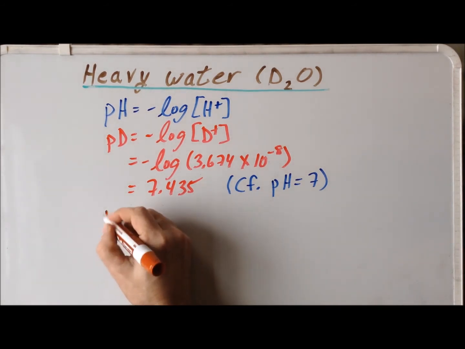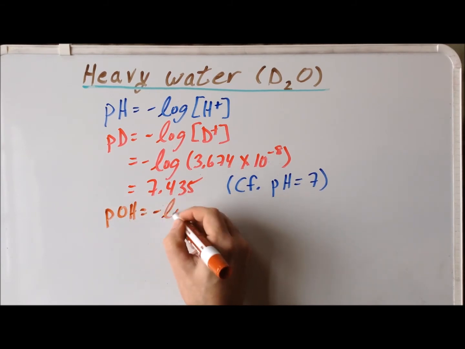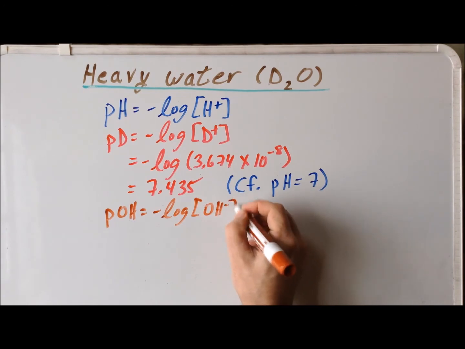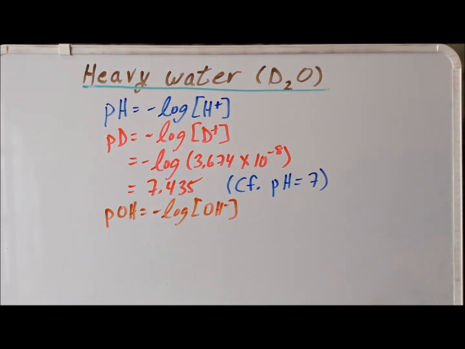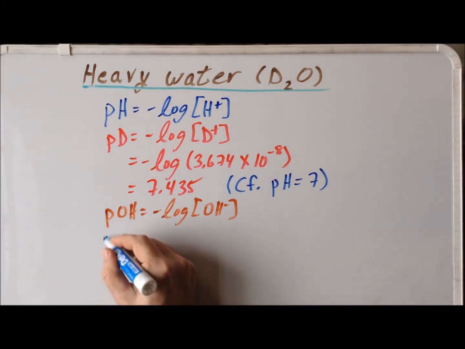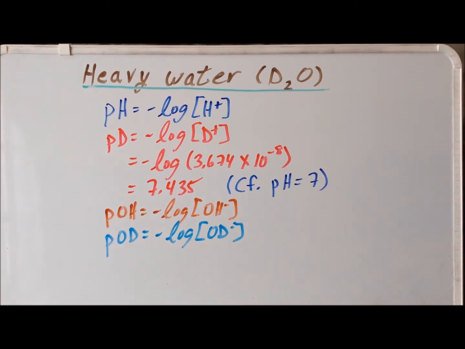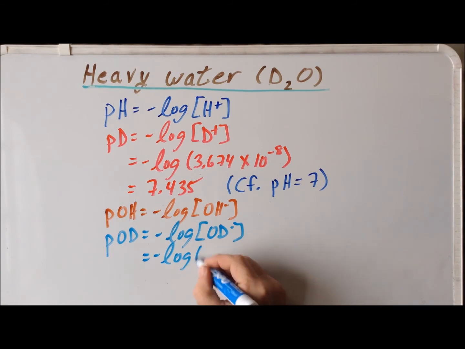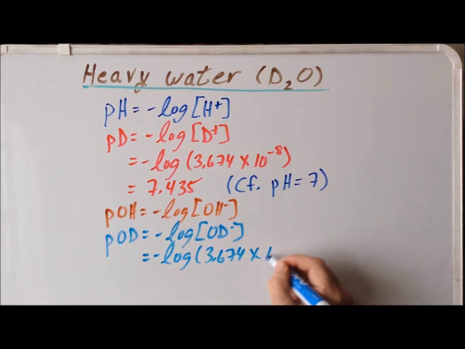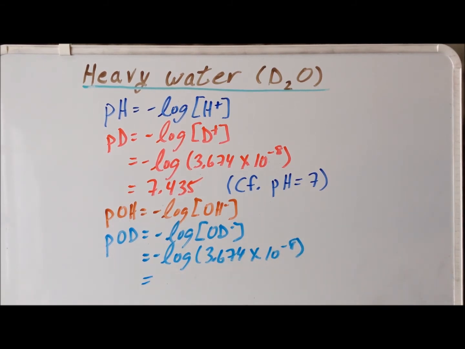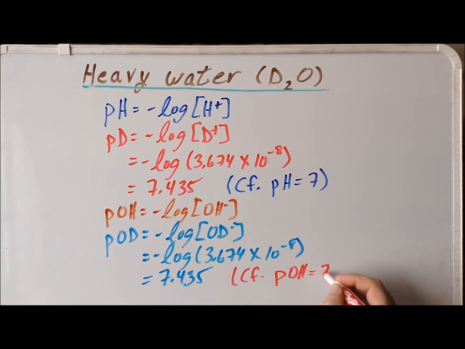Perhaps also by analogy, we can look at the pOH and recall that this is the negative log of the concentration of hydroxide ion in a pure solution of ordinary water. And now we're going to see if we can define pOD, which we'd imagine is going to be the negative log of the concentration of OD minus. But we already know that OD minus has exactly the same concentration as D plus does. So the pOD is going to be the minus log of 3.674 times 10 to the minus 8. And we get that the pOD for a pure solution of heavy water is going to also be 7.435. And again, we can compare that to the case for pure water, where the pOH would be equal to 7.